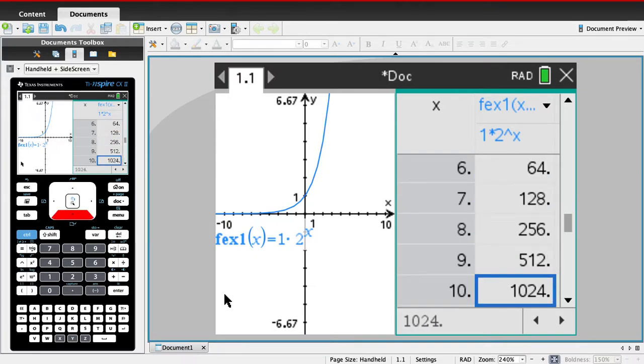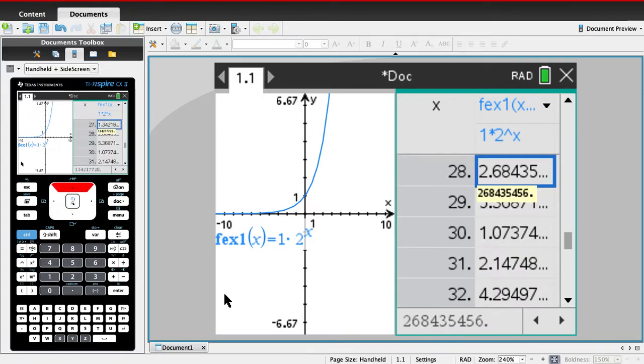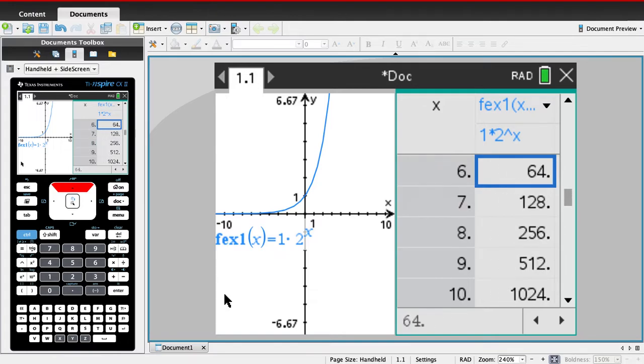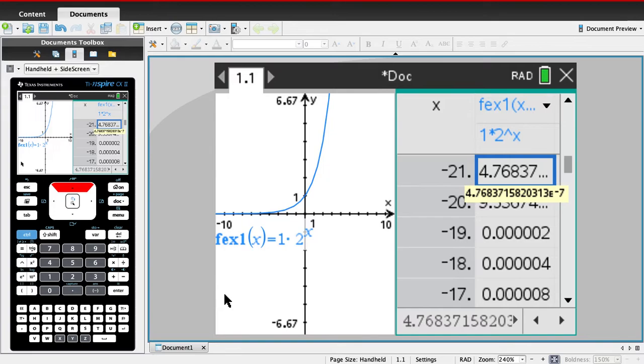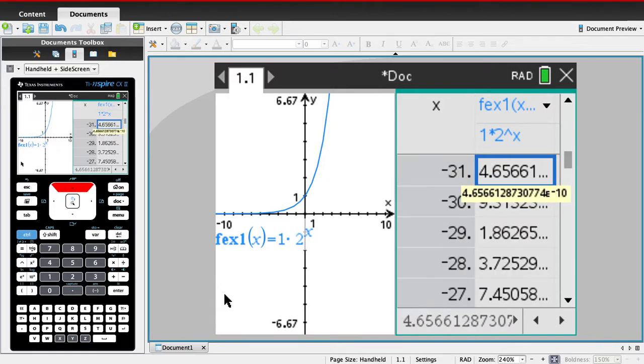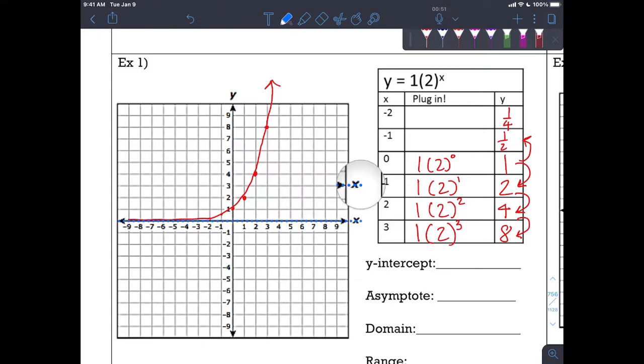So if I look over here, it looks like my numbers just keep going up and up in the positive x direction. However, if I go over here, they go down, but it looks like they're going further and further down. They're heading towards 0, but they never really became 0. So my asymptote would be located at y equals 0. And that would be located here at the x-axis. That would be my asymptote, that blue line, okay?